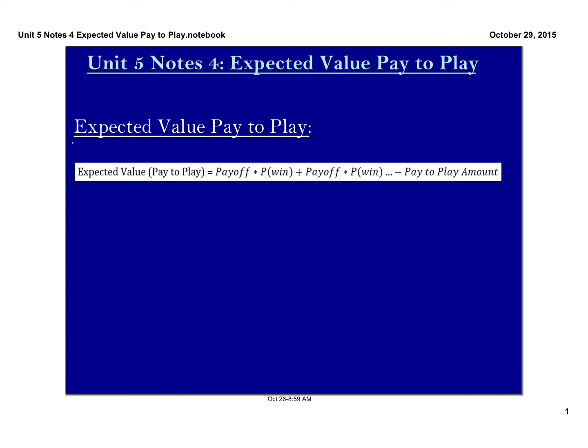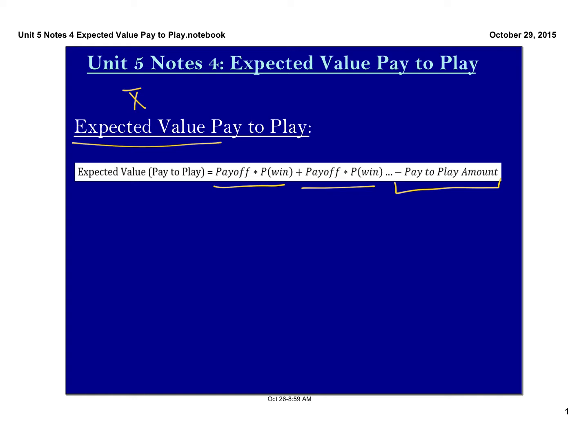So we're still looking at expected value, which is like a mean. We're still looking at a payoff times the probability of winning, another payoff times the probability of winning. We still might have multiple payoffs there. The difference here is that your pay to play amount is gone. You don't care about the number of losses anymore because your pay to play amount is already gone automatically. You don't get that back. It's not like a bet.